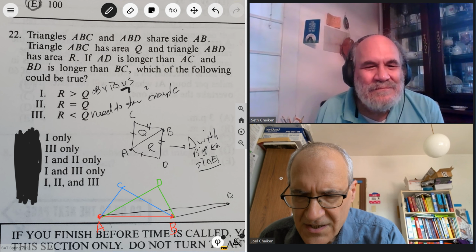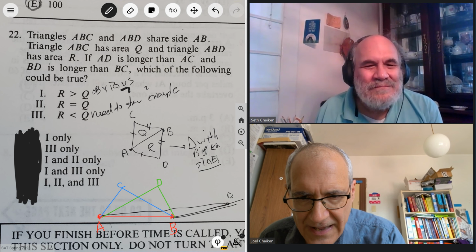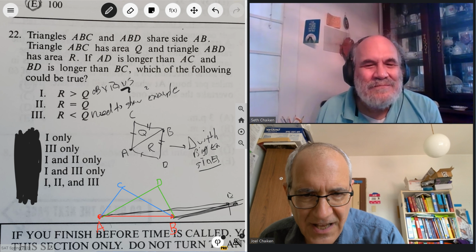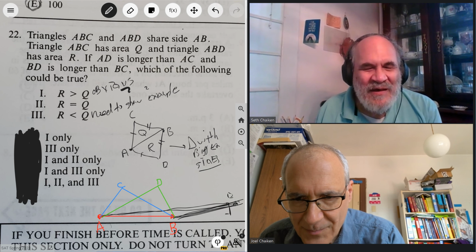BD can be really long. BD can be way out here, but with a very, very small height. My God, BD can be over in England, and this height is minimal. Oh, it's an obtuse triangle, so the height goes like this. This height is tiny, but BD can be hugely greater than BC.